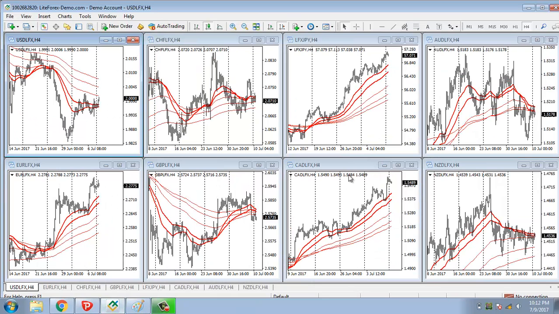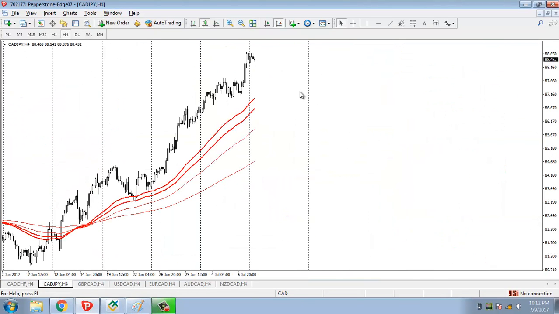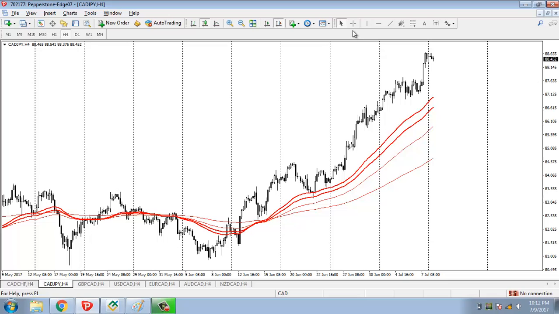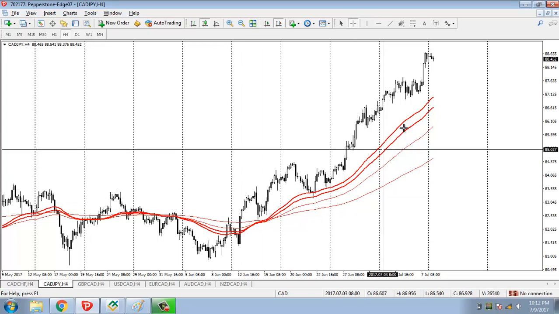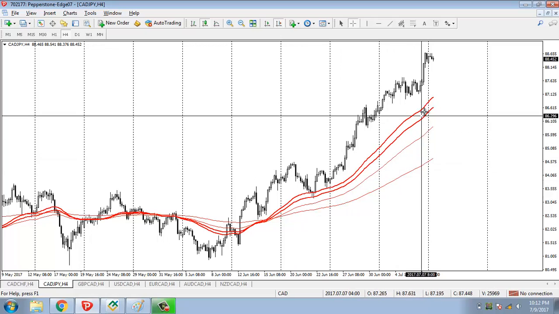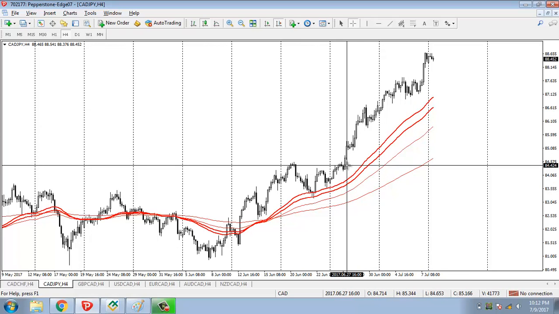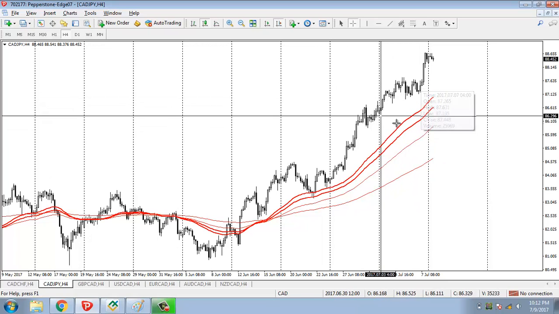So this is precisely one reason why you have seen some big moves happening on the CAD yen. So you can see it here very clearly, a strong trend on the CAD yen. You can see it now over this last 3 weeks. Okay, in the last 3 weeks, you would have had multiple entries.